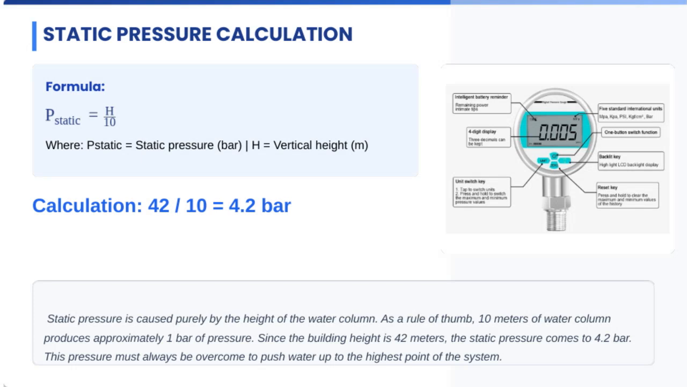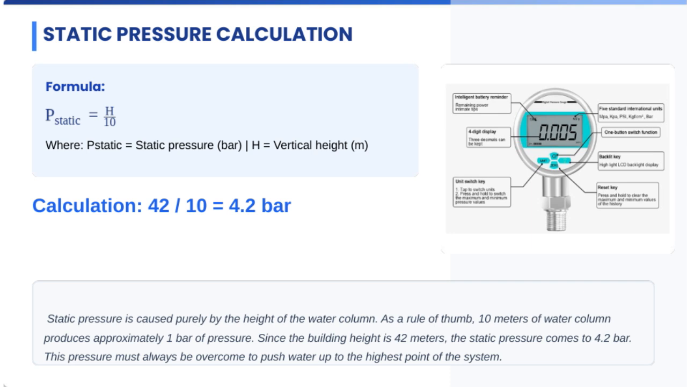Let's take a closer look at static pressure calculation. Here, P static represents the static pressure in bars, and H stands for the vertical height in meters. Now, the key idea is that static pressure is caused purely by the height of the water column. A handy rule of thumb is that every 10 meters of water column produces about 1 bar of pressure. So, if we have a building that's 42 meters tall, we can estimate the static pressure by dividing 42 by 10, which gives us 4.2 bar.